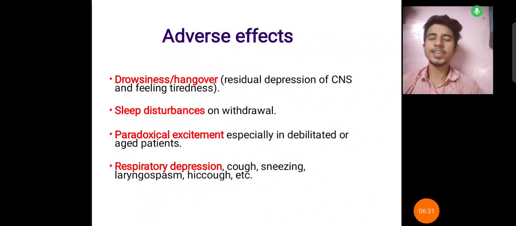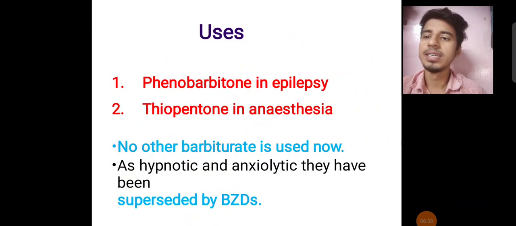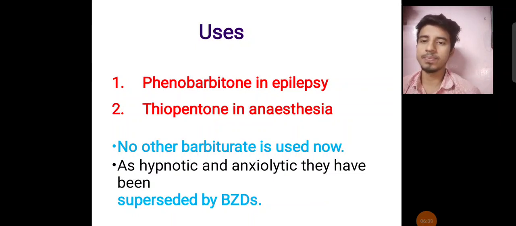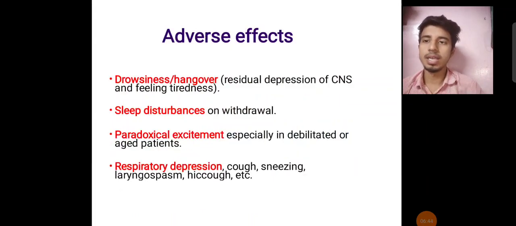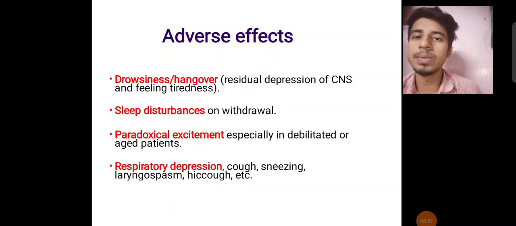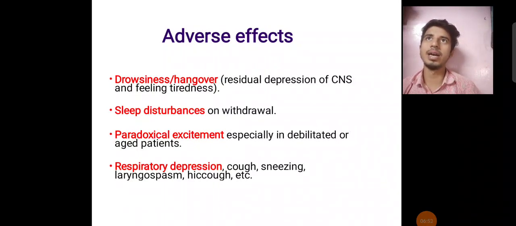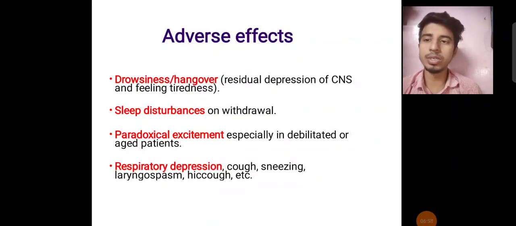Correct. Long acting. So thiopentone is used as an anesthetic, and no other barbiturates are normally used due to some side effects and other things. Let's see what the adverse effects are. Drowsiness, as I said earlier, there is a hangover in the morning. Sleep disturbance, as it decreases REM and the third and fourth stages of NREM. Paradoxically, excitement and respiratory depression may occur.